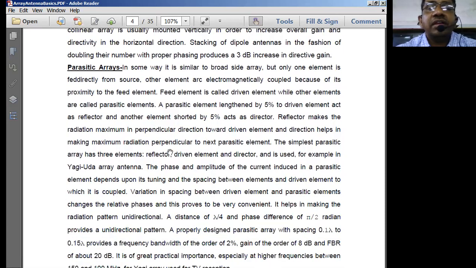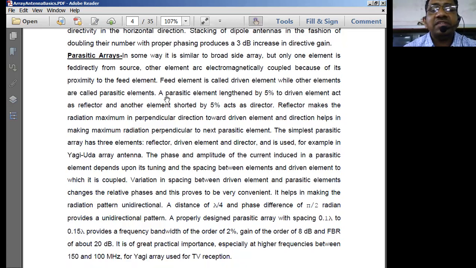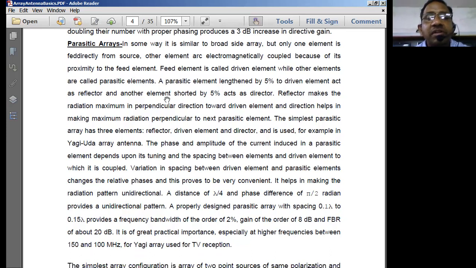The parasitic array is similar to the broadside array, but the only difference is that one element is fed directly from the source. Among many antenna elements, we feed the source to only a single antenna element. That is the difference between the parasitic element and other elements. The other elements are electromagnetically coupled because of their proximity to the feed element. So we have a single feed element in the parasitic type of arrays.